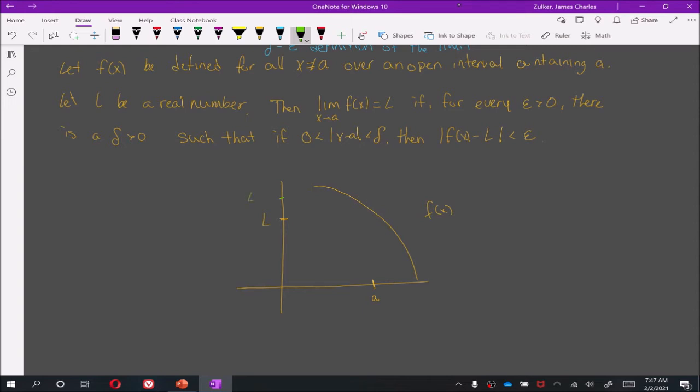there's an epsilon band. So this would be L plus epsilon. This down here would be L minus epsilon, right? So we can draw a line. That would be L plus epsilon. This here would be L minus epsilon. Right, then we can find a delta. Give us a delta band. Let's say this here is a minus delta. This here would be a plus delta.